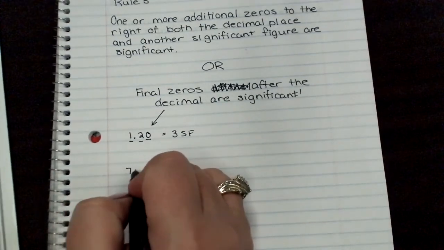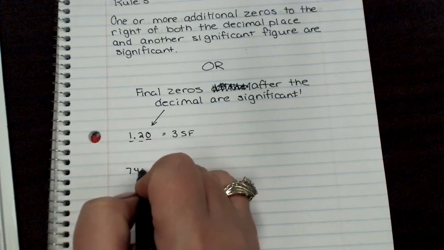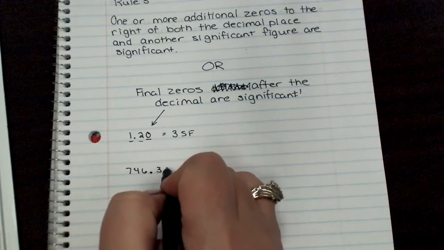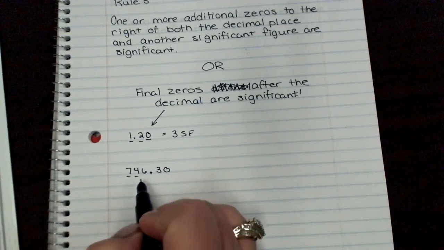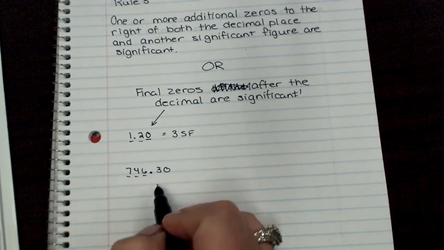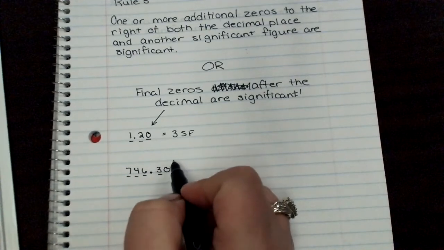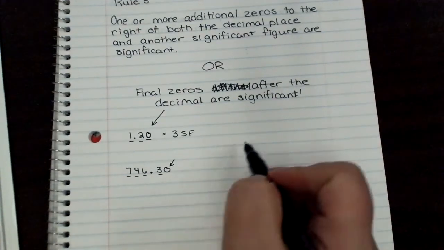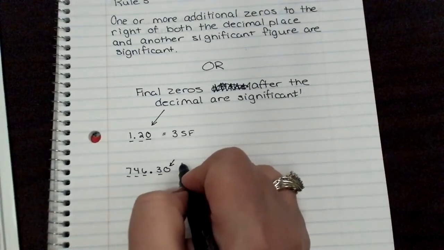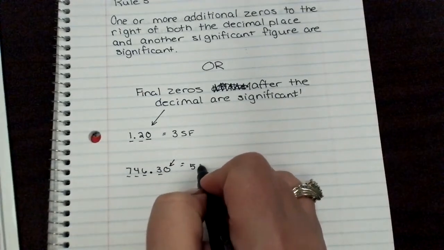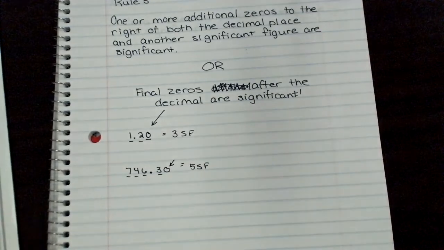Look at this one, 746.30. So 7 is significant, 4 is significant, 6 is significant, 3 is significant, and this 0 is significant because it is the final 0 after the decimal place. So that means I have a total of 5 sig figs.